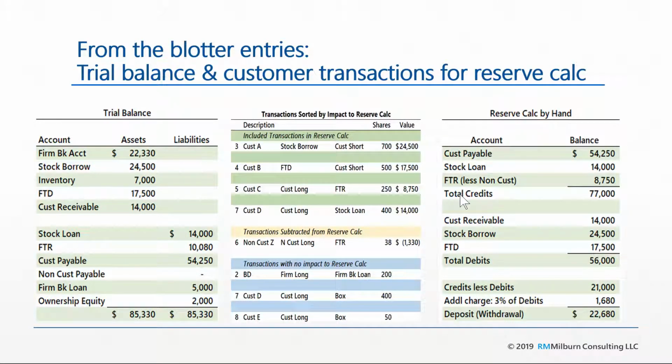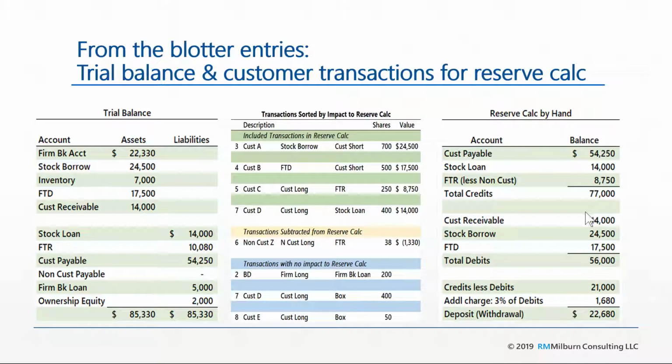Using the trial balance and the customer transactions, we're able to do a reserve calc by hand. And you can see over here with the customer payable for $54,250, that's traced directly from the trial balance for the same dollar amount. Stock loan, $14,000, and here it is on the trial balance again. Now the fail to receive for the reserve calc by hand is $8,750, and you can see here on the trial balance it's $10,080. The difference being the $1,330 for the non-customer Z fail to receive.